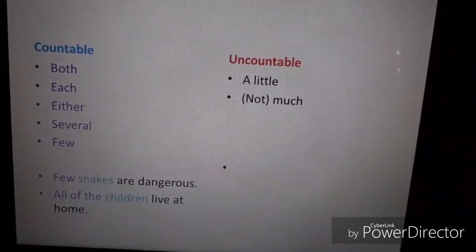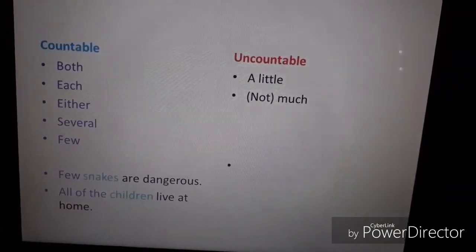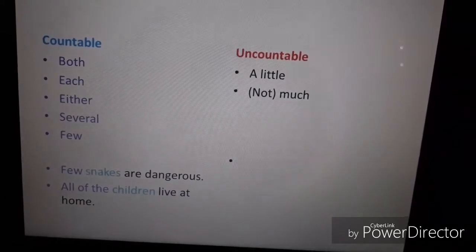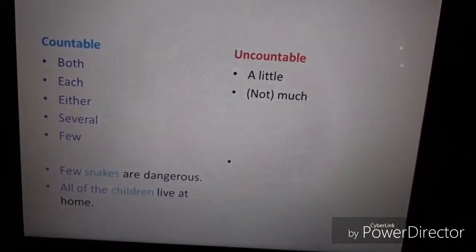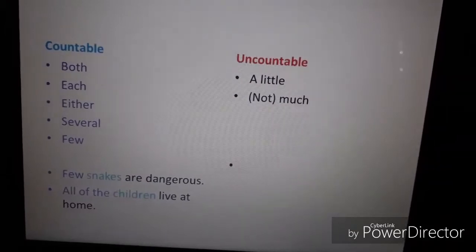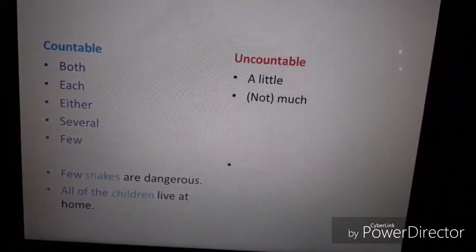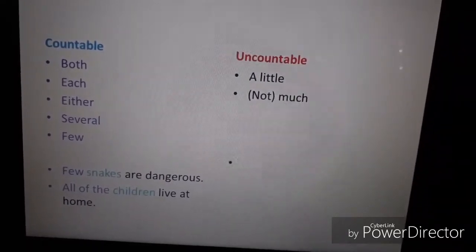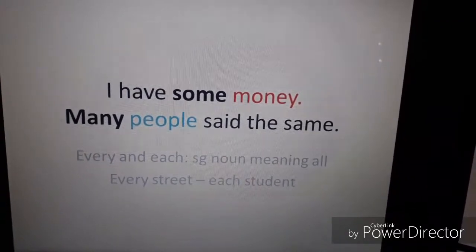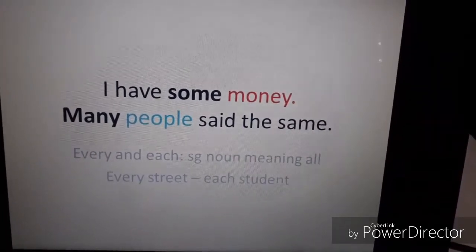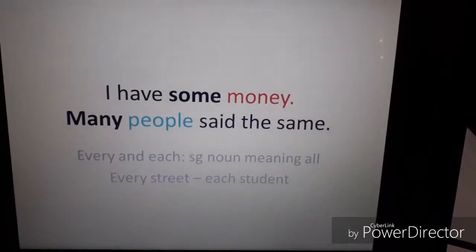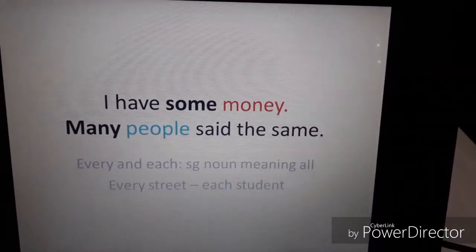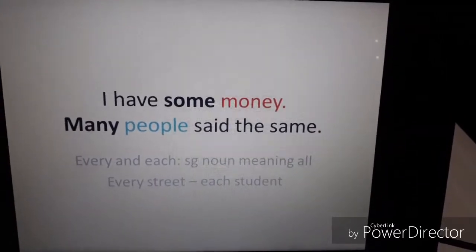So with the first one, we use both, each, either, several, and few. And with uncountable nouns, we use a little, much, or not much in negative. An example could be few snakes are dangerous and all of the children live at home. Those are with countable nouns. So remember that when we have countable nouns, it means that we can count the things or the people or the noun that we're talking about. And uncountable are things that we can't count.